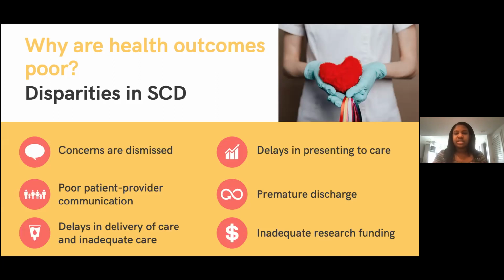Thirdly, there are significant delays both in the delivery of care from the providers as well as in presenting to care from the patient side. And studies have shown that typically as physicians, we tend to underutilize proven and known therapies for sickle cell disease, including hydroxyurea, prophylactic antibiotics for children, iron chelation, bone marrow transplantation, and pain management. We have these therapies that we know work, but we just aren't using them as frequently for these patients.